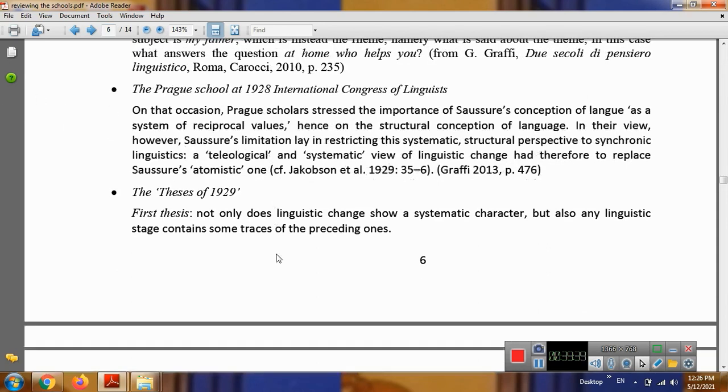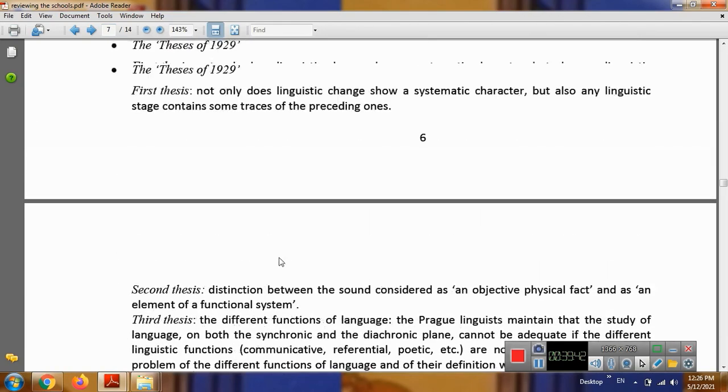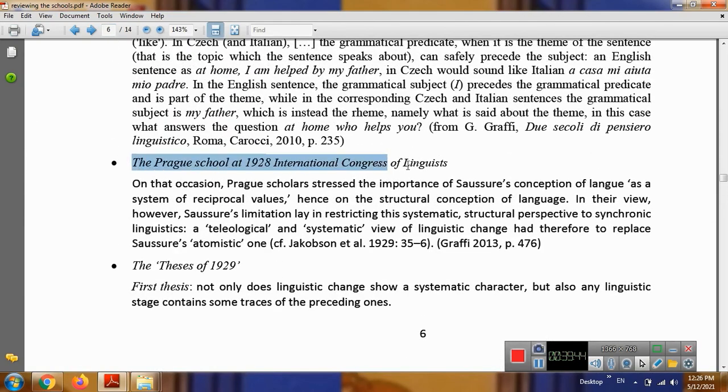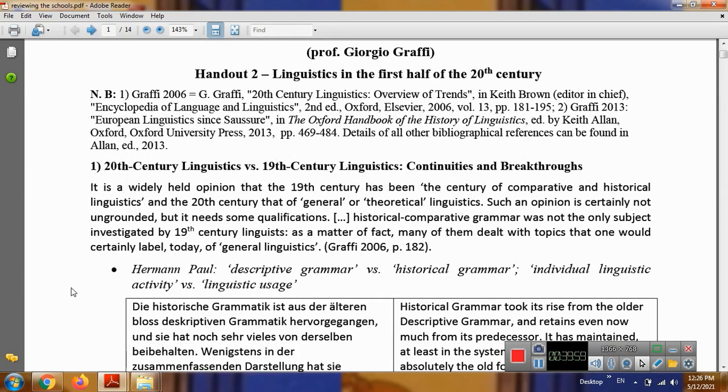Okay, I think it is enough for the Prague School at the 1928 International Congress of Linguistics. I think it is enough on this matter. In this session, we reviewed some matters: 20th century linguistics, its characteristics, its persons, and 19th century linguistics, and their ideas, their principles, their important names.